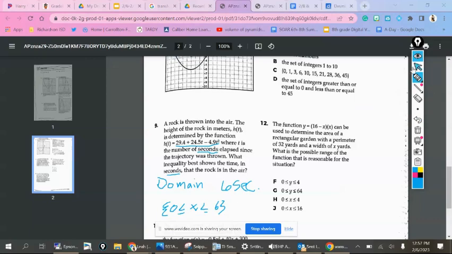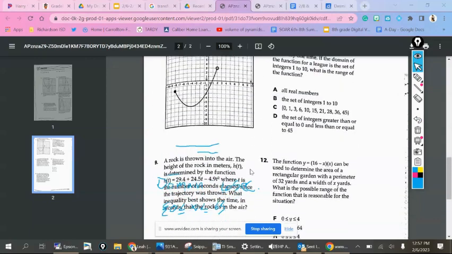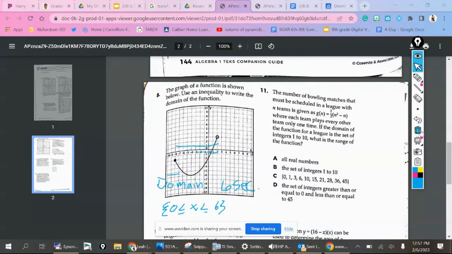All right, last one, which is 11. The number of bowling matches that must be scheduled in a league with n teams is given here, where each team plays every other team only one time. What is the domain of the function if the league is the set of the integers 1 to 10? What is the range of the function? So we're finding what the range is.